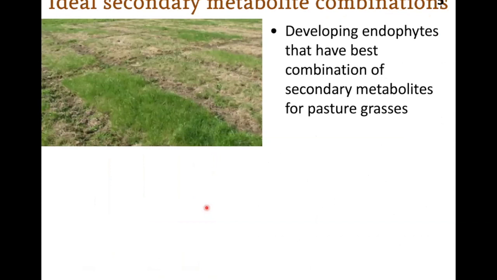And so here, what we're looking at is the idea that you can select endophytes that are ideally suited for pasture grass conditions. People in New Zealand, as well as overseas, are trying to develop endophytes that have the best combination of secondary metabolites for pasture grasses. As you might imagine, these would be endophytes that produce compounds that deter grazing insects, but don't deter grazing mammals. They may also have other advantages, such as deterring other pests, such as nematodes, and also being protective against things such as droughts and floods.